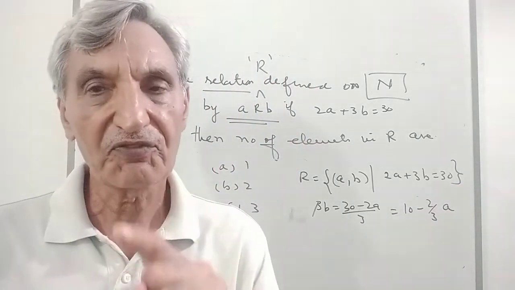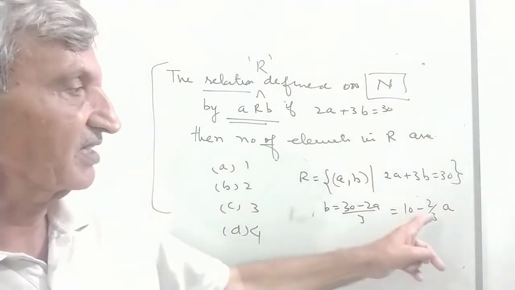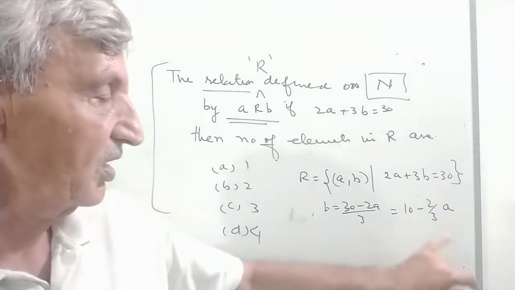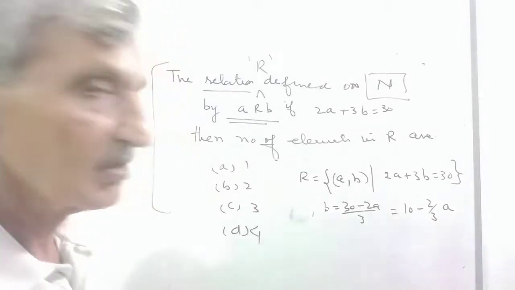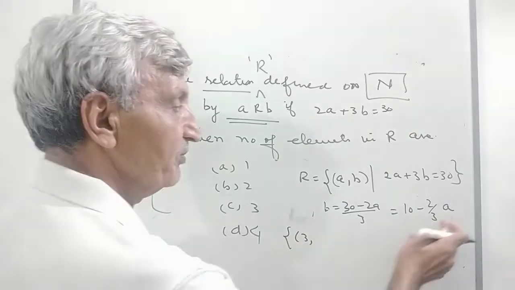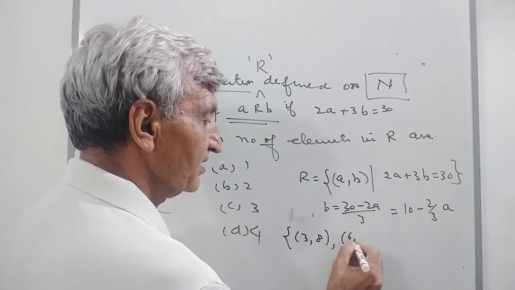I have to put the value of A such that the B we get is a natural number. So when I get a natural number, this A must be divisible by 3. First element 3. When I put 3, the answer is 8. I'll put 6 here, and the answer is 6.